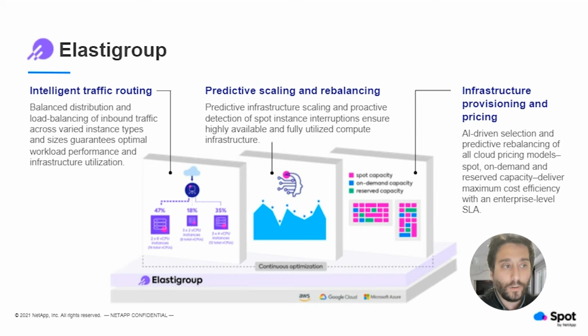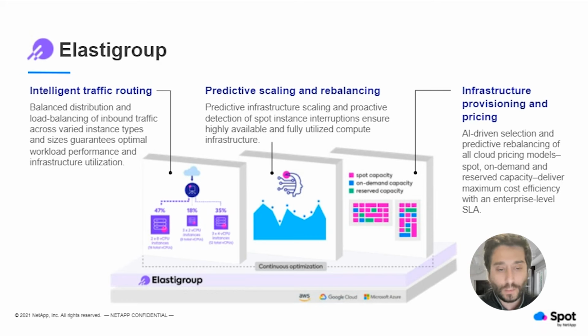The last layer is intelligent traffic routing, or intelligent traffic flow. It balances the requests in accordance with the size of the VMs. So if we have a small VM in the Elastigroup configuration, it will get fewer requests than the bigger instance. It integrates with the application load balancer to leverage the weights function in order to make that happen.